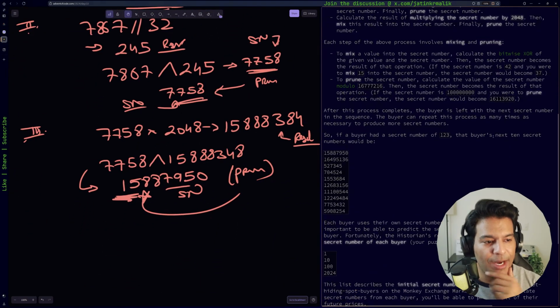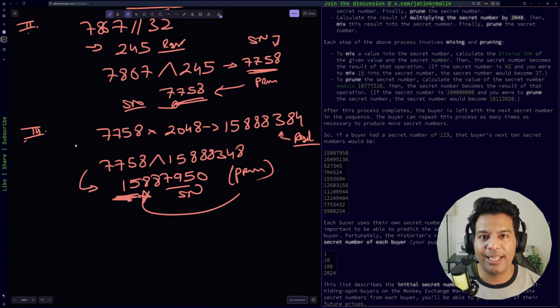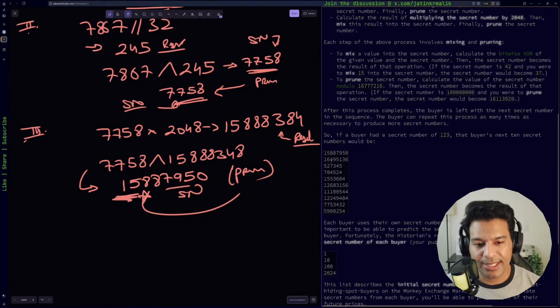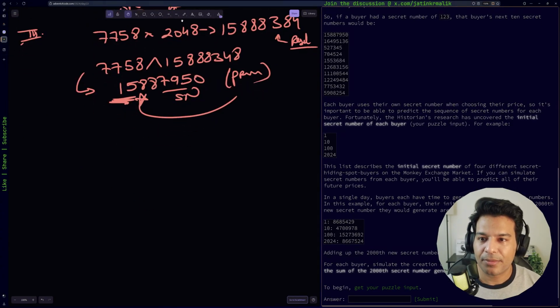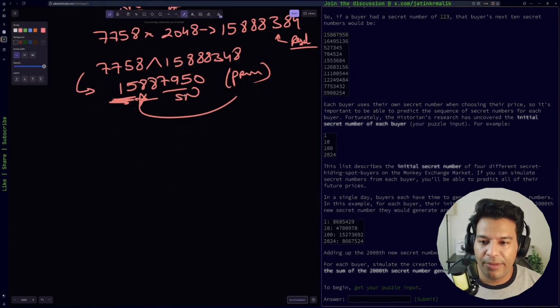So it seems like we are doing this again and again to find these 10 secret numbers. So if we were to now start the whole process, this 3-step process again, we will probably get this next number, which is 16495136, and so on. So let's read forward. What do we have to do? We have to keep doing this for the nth time.